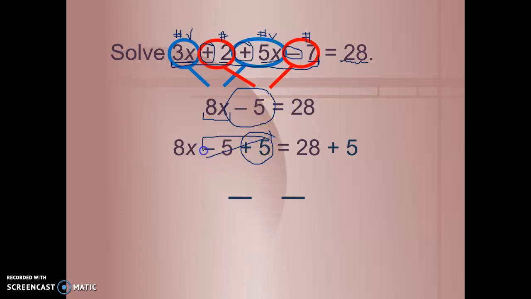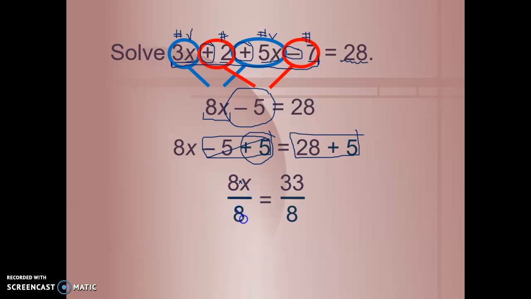So if we add a 5 here to cancel that negative 5, we've got to do plus 5 over here to keep it balanced, or to keep the two sides equal. Once we do that, we get 8x equals 33. Now, the 8 is being multiplied by the x. Remember, a number and a variable right next to each other, that means the implied operation is multiplication. We need to get rid of that 8. And the way that we get rid of 8 times something is dividing by 8.